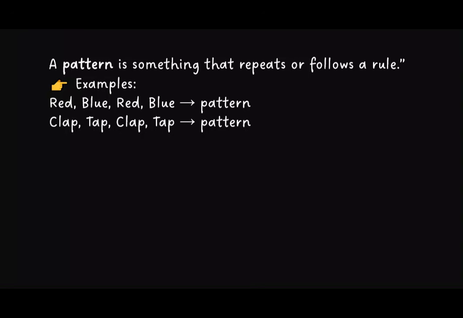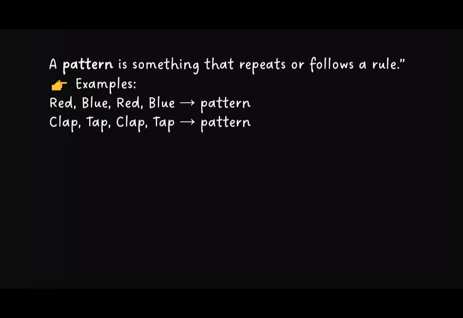Now I hope the basic concept of number pattern is clear. With this, we will move on to the next slide, that is, what is a pattern. As you can see on the screen, a pattern is something that repeats or follows a rule. For example, red, blue, red, blue. After every red, there is a blue, and after every blue, there is a red. So that is following a pattern. Also, clap tap, clap tap, and up down are patterns, because we know that after up, the next word will be down.